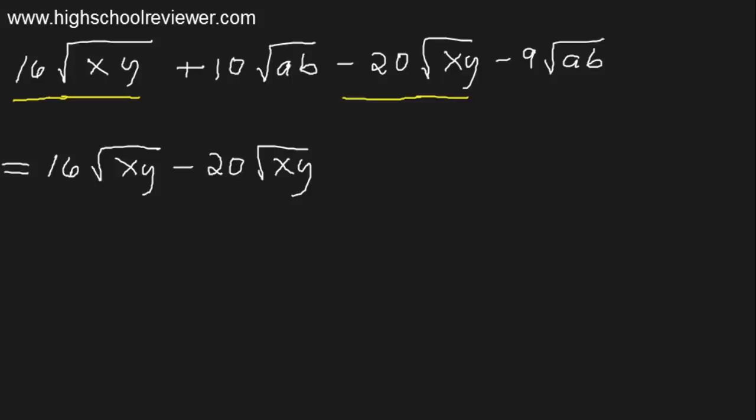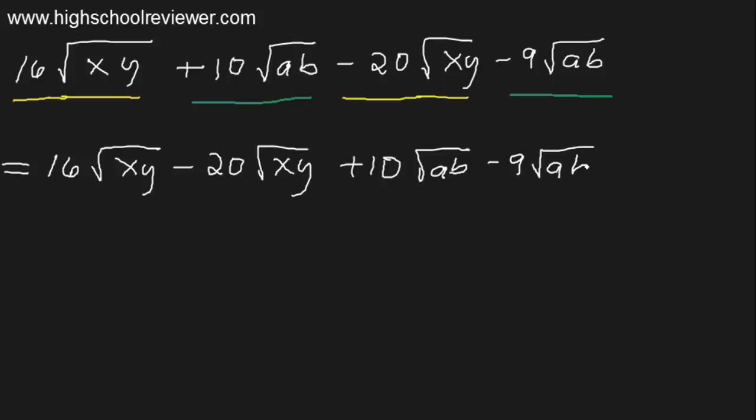And then our next radical is the square root of ab. So we have here positive 10 square root of ab and minus 9 square root of ab. So combining, we will have positive 10 square root of ab minus 9 square root of ab. So we will have 16 minus 20. This will give us negative 4.